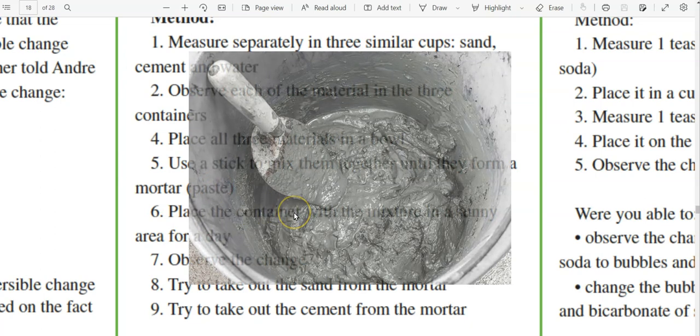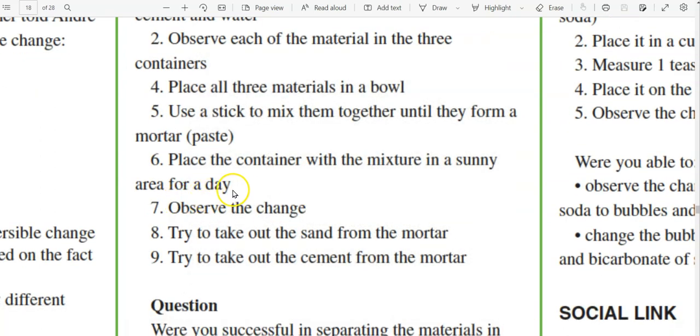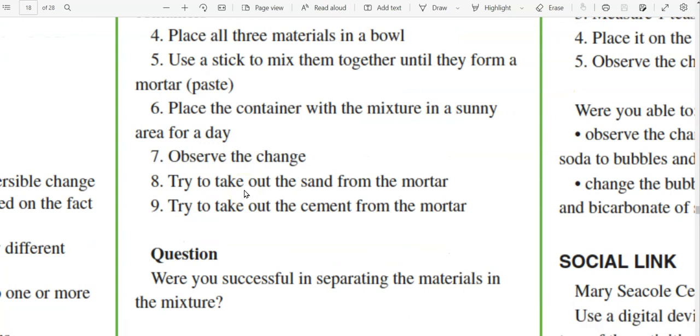Place the container with the mixture in a sunny area for a day. Then you observe the change. Try to take out the sand from the mortar. Try to take out the cement from the mortar.